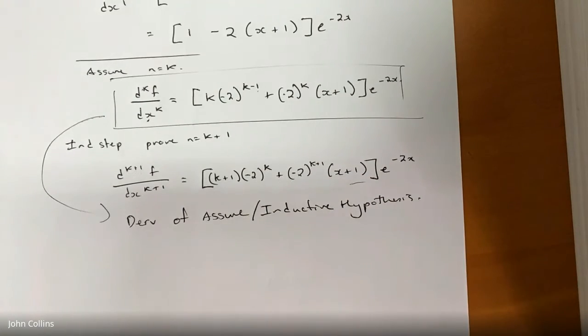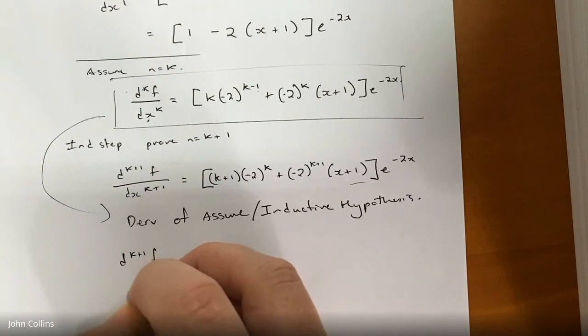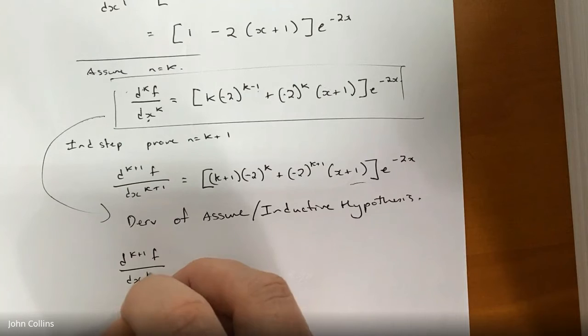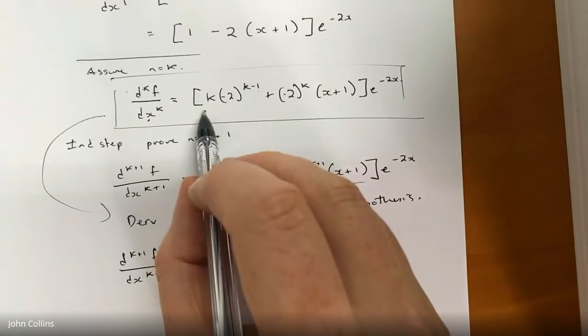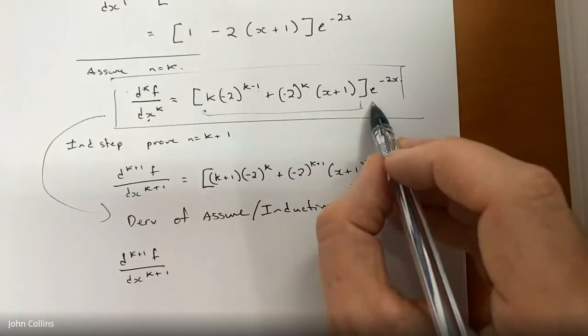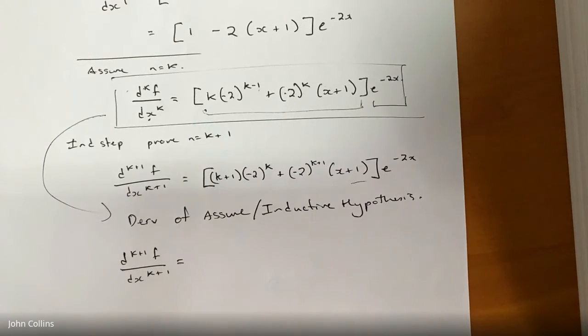Okay, so we're going to derive that. The derivative of the left side here is d^(k+1)/dx^(k+1), isn't it? So it'll be the next derivative. The derivative of this side, I think it's a product rule. That's one bit, and that's another bit. I'm going to use product rule.